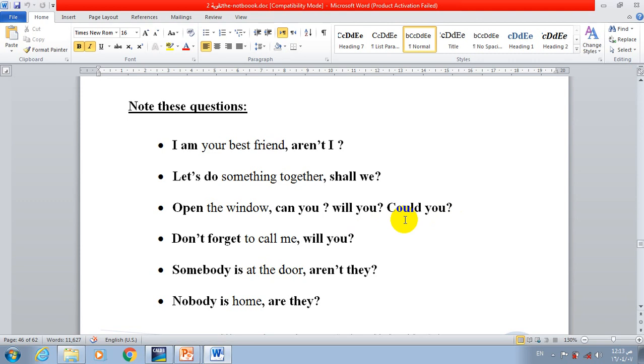Okay, another thing in this example, if the main sentence starts with don't plus infinitive, we use will you in the question tag. Like the example, don't forget to call me. Will you?